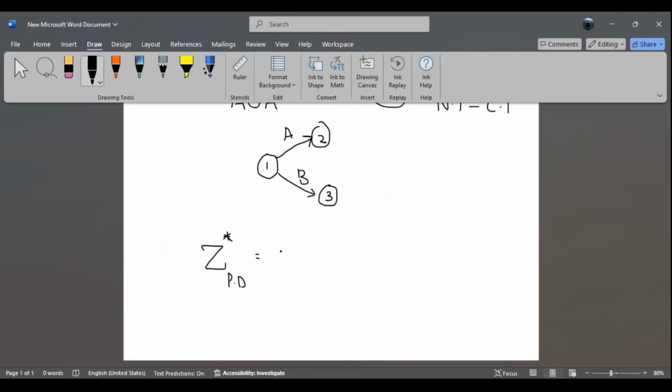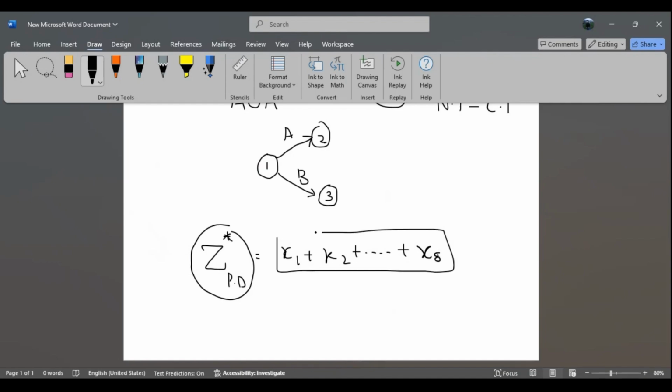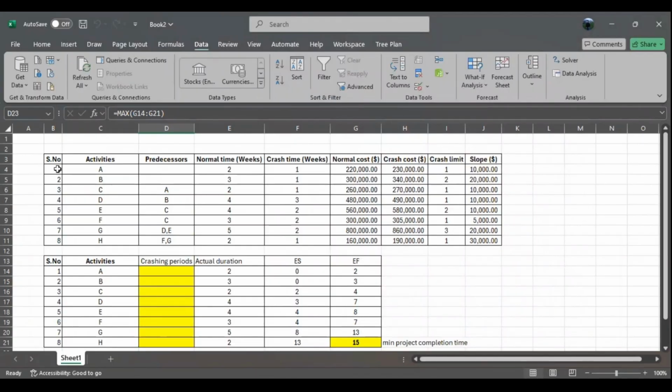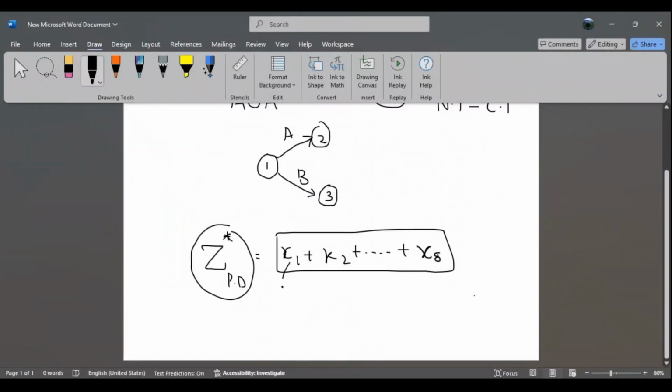And this includes 8 activities from A till H. So I'll write X1, X2, and up till X8. So we need to minimize the Z value, considering the values of activities from A till H, subject to some constraints. What are those constraints? There are 8 constraints. So what are those constraints? They are somewhat like this. For activity A, which I represented right here as X1, then you got activity B, and we got activity H, right?